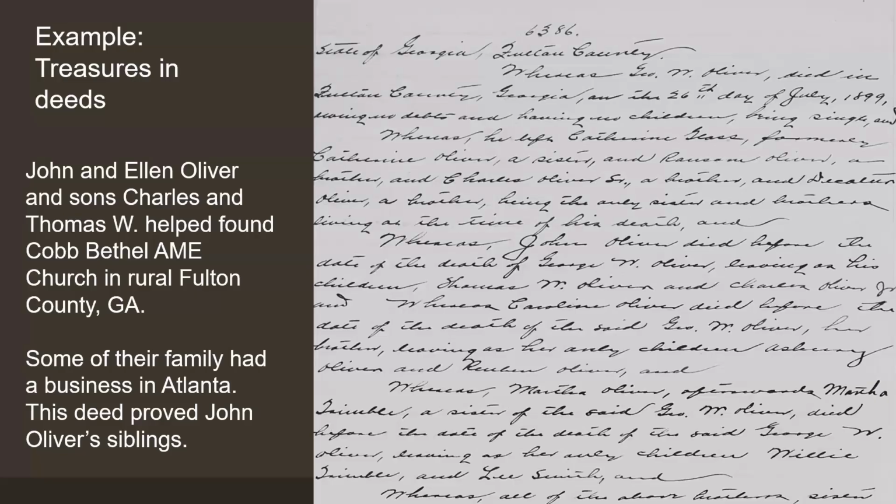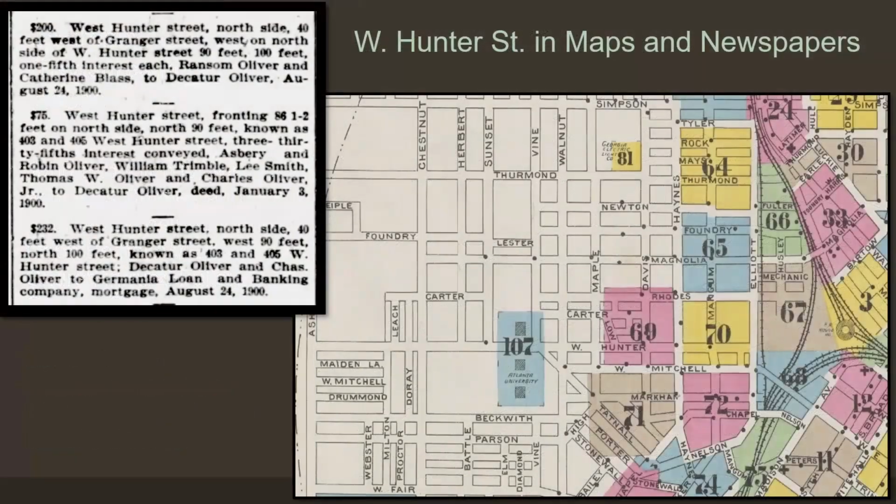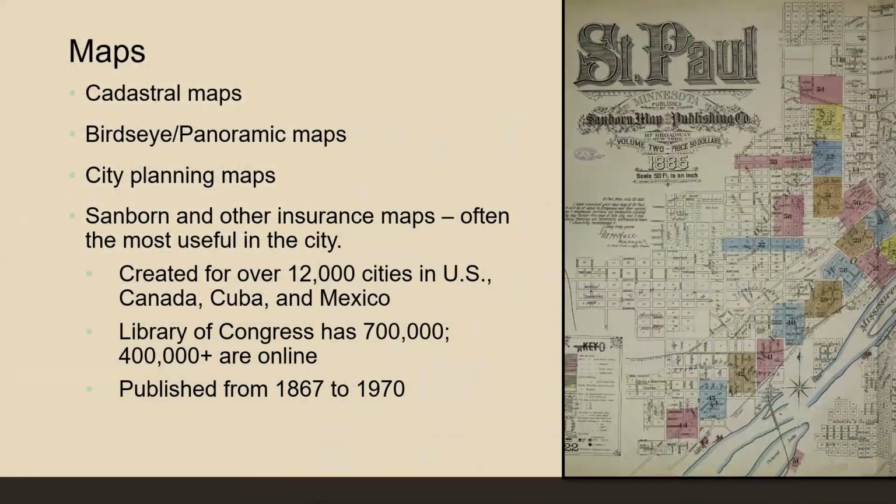So I was digging into this. We're working on probate files, and this file I found in Fulton County named John and his sons as heirs of their brother George Oliver. And this proved all of John's siblings. So they owned a property on West Hunter Street. I went looking in maps and in the newspaper to find out more about who were the heirs of George Oliver, John's brother. We'll have a little bit more on maps in a minute.